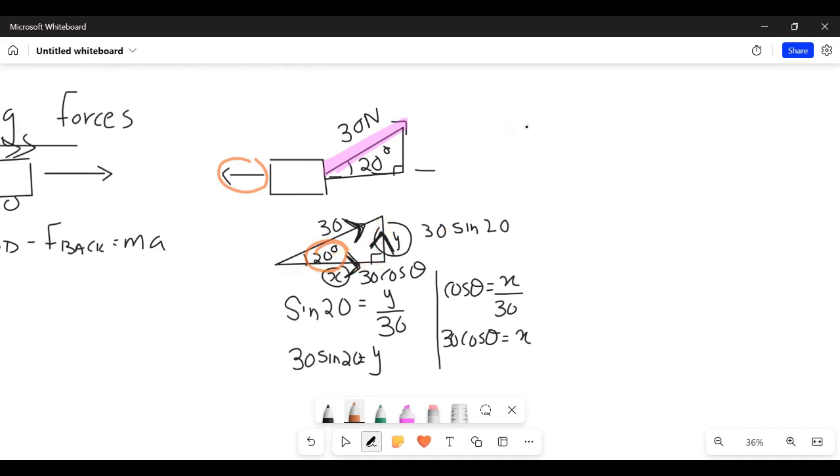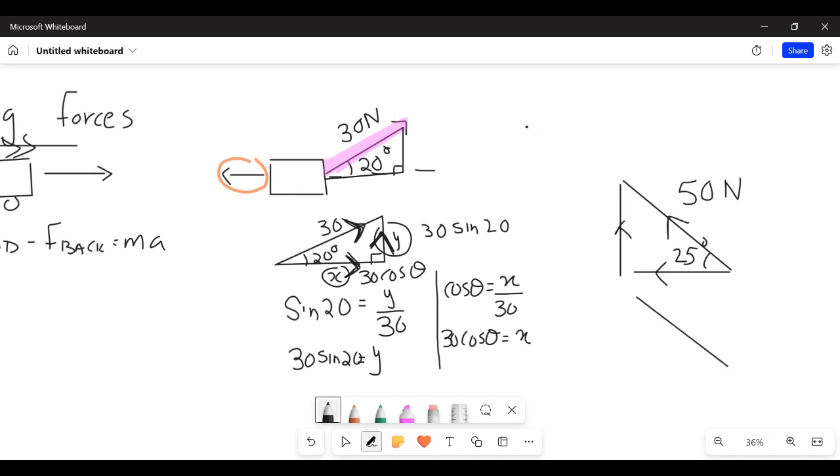Okay, let me give you another example. Here's a force acting in this direction. Let's say it's a 50 Newton force, and it's making an angle of 25 degrees with the horizontal. Now you need to break it down into a vertical component and a horizontal component. The horizontal component must point towards the left, and the vertical component must point upwards. The reason for that is that this arrow is going left and up. That's why horizontal goes left, vertical goes up. The directions are very important.